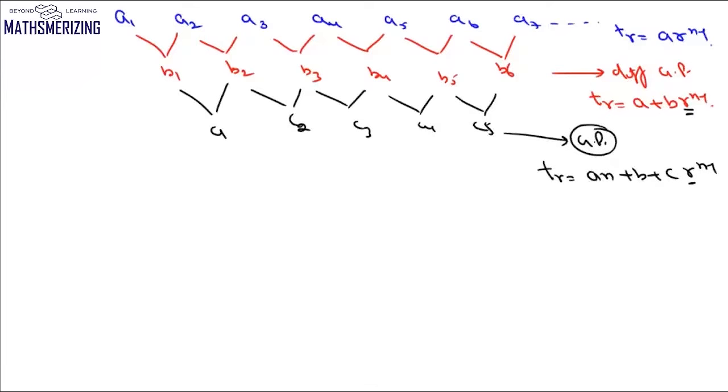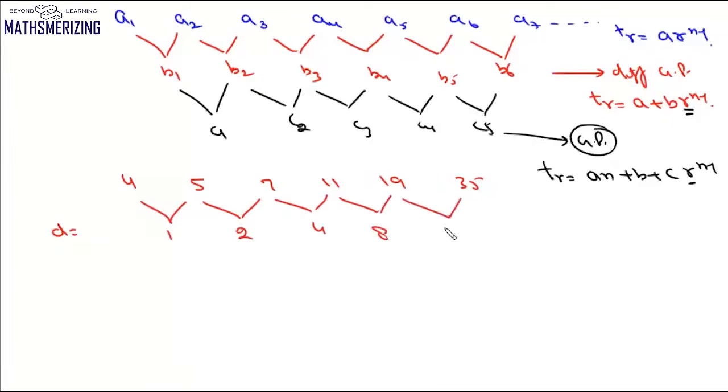Now, let us take up an example. Say, for example, suppose we are given a sequence 4, 5, 7, 11, 19 and 35. Now, this is neither an AP nor a GP. We'll find its difference. So its difference will be 1, 2, 4, 8, 16. Now this difference is in GP with common ratio 2.